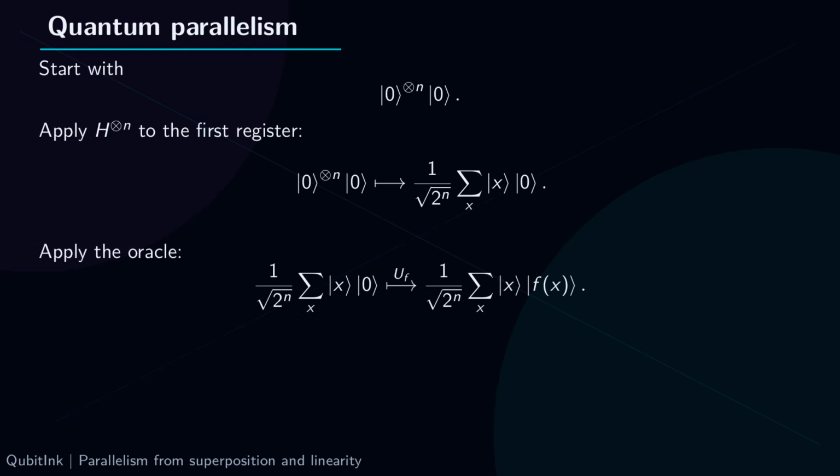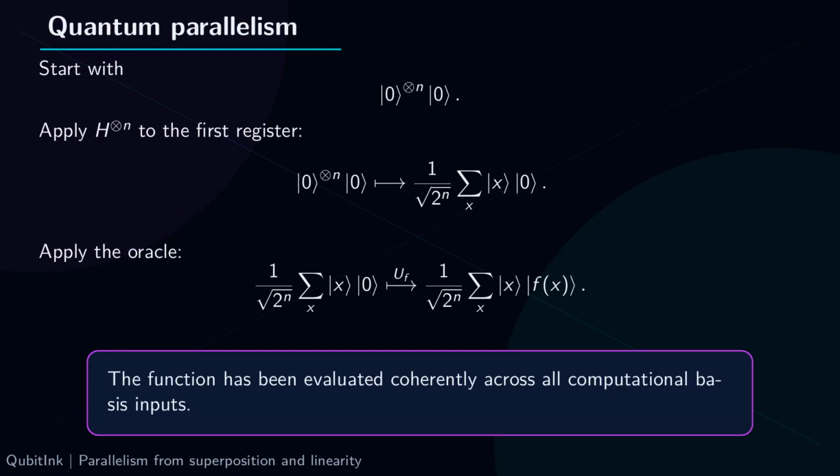Now the oracle acts once. 1 over square root of 2 to the n, sum over x, ket x, ket 0 maps to 1 over square root of 2 to the n, sum over x, ket x, ket f of x. The function has been evaluated coherently across all basis inputs. This is quantum parallelism.